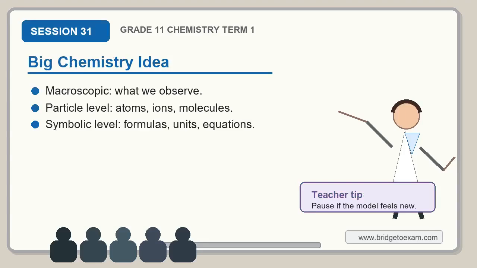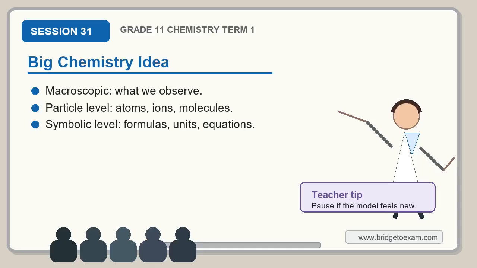First, keep the three chemistry levels together. Percent composition tells the percent by mass of each element in a compound. An empirical formula gives the simplest whole number ratio of atoms. To find an empirical formula from mass data, convert masses to moles, divide by the smallest mole amount, and multiply if needed to reach whole numbers.